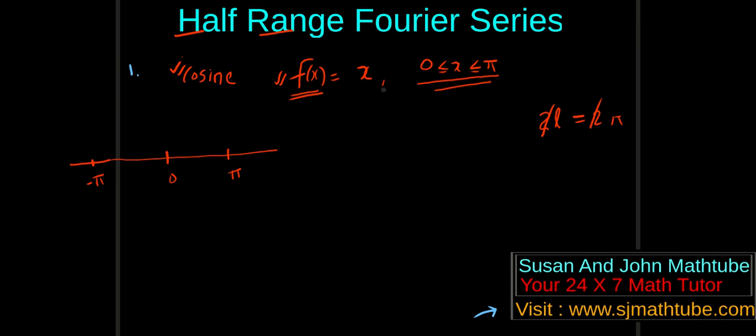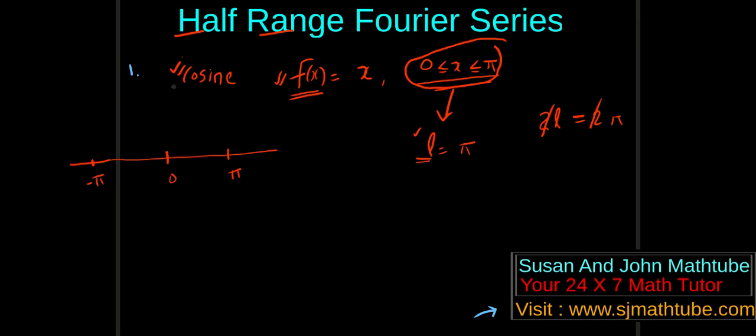Or in half range series, you always remember L will be the length of the given interval. I'll repeat once more. This is a shortcut. In half range series, you always remember L will be equal to the length of the given interval. Is that clear? So L is settled.